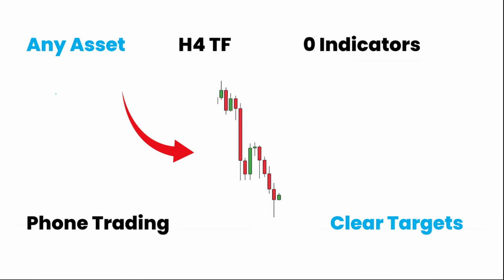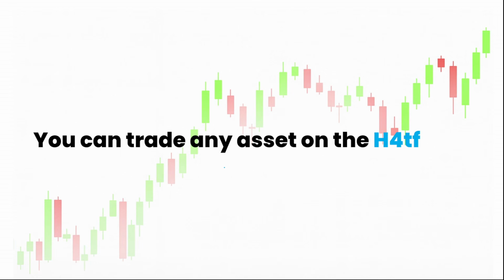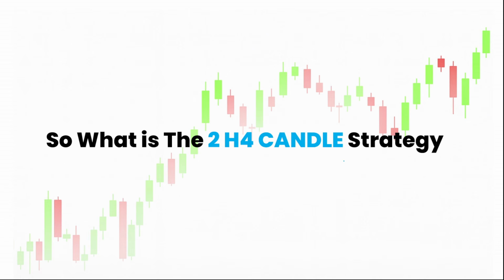This strategy is tradable on any asset on the H4 time frame and without indicators. You can as well trade it on the phone, and it has clear targets and clear exits that I'm going to show you. You can trade any asset of your choice because any tradable asset obeys what I'm about to show you. So what is the H2, H4 candle strategy?